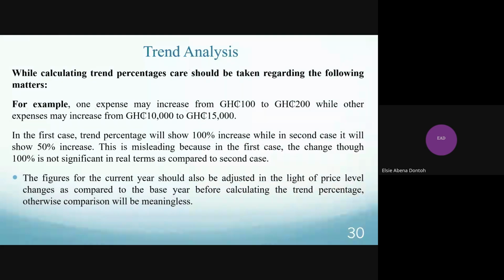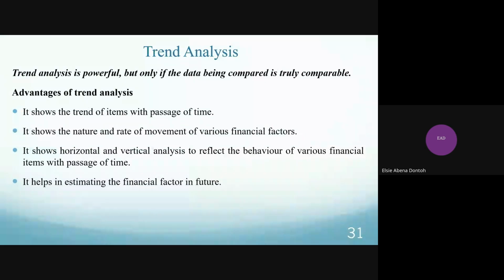So the figures for the current year should be adjusted in light of price levels as compared to the base year before calculating the trend percentages. So you have to adjust for inflation and all that before you calculate the trend percentages. So trend analysis is powerful, but only if the data being compared is truly comparable. So you, the analyst conducting this trend analysis, have to make sure that what you are comparing is truly comparable.